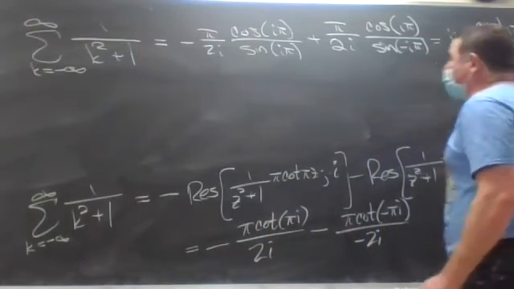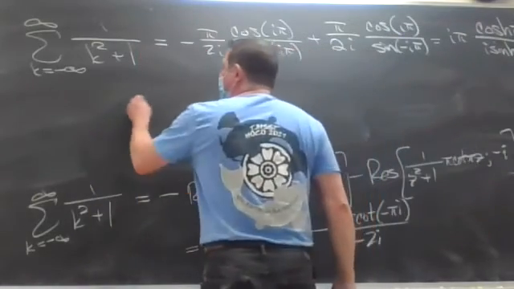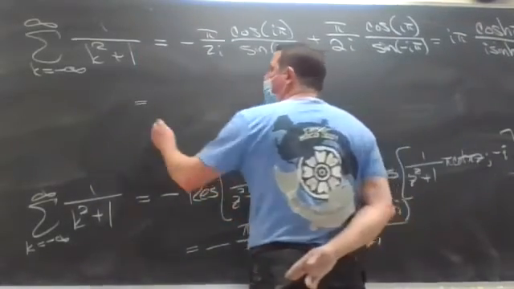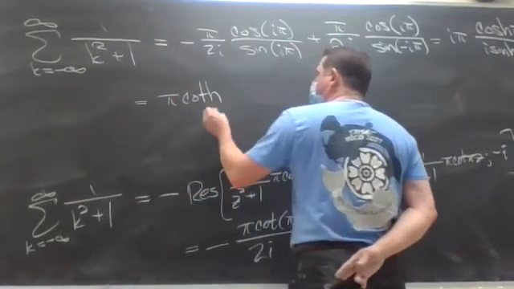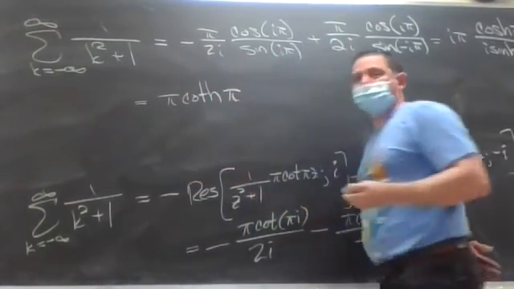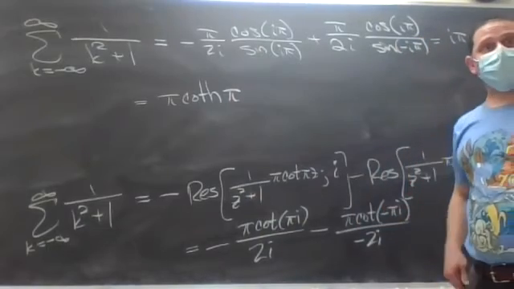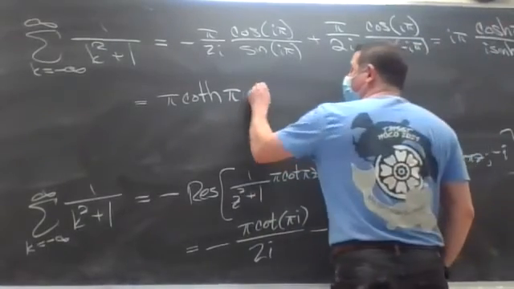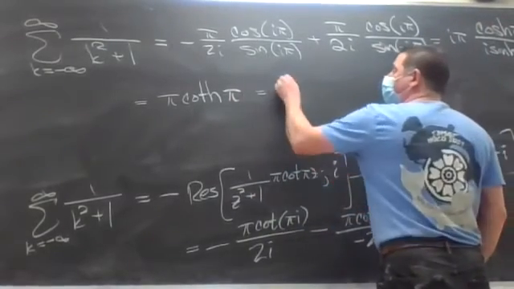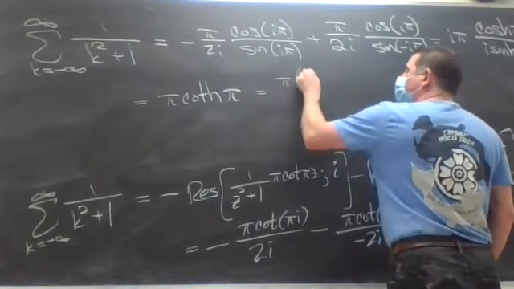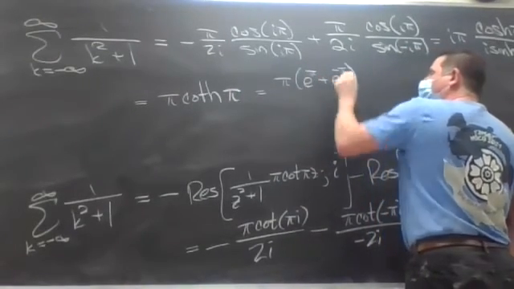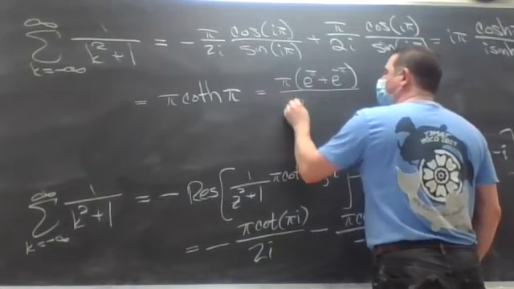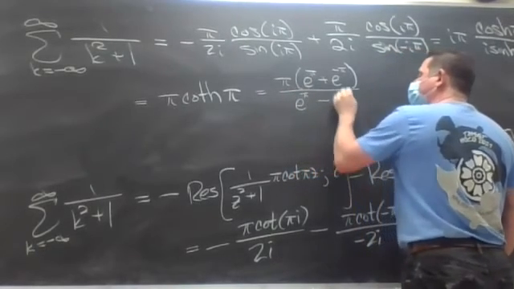Right? So that gives us the famous result for this series. The sum from negative infinity to infinity, 1 over k squared plus 1 is equal to pi coth pi, which is sort of interesting. And it really is equal to this. Pi times e to the pi plus e to the minus pi divided by e to the pi minus e to the minus pi.